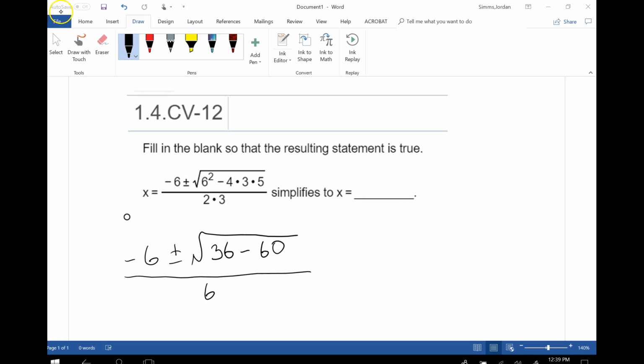Come on, pen. Never works. This pen never works.